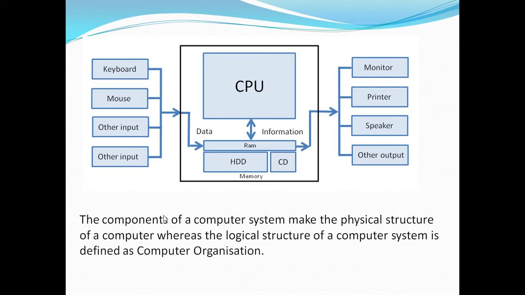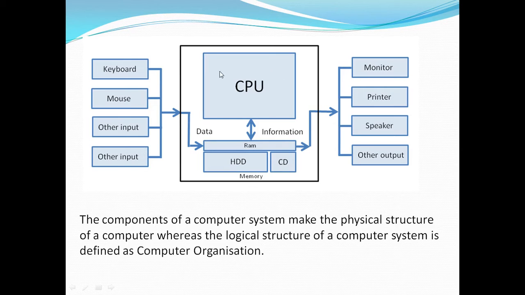Now, how are these connected to each other? See, keyboard and mouse are input devices, and these input devices combined make an input unit. Similarly, these are output devices: monitor, printer, speaker, and so on. These are combined called the output unit.